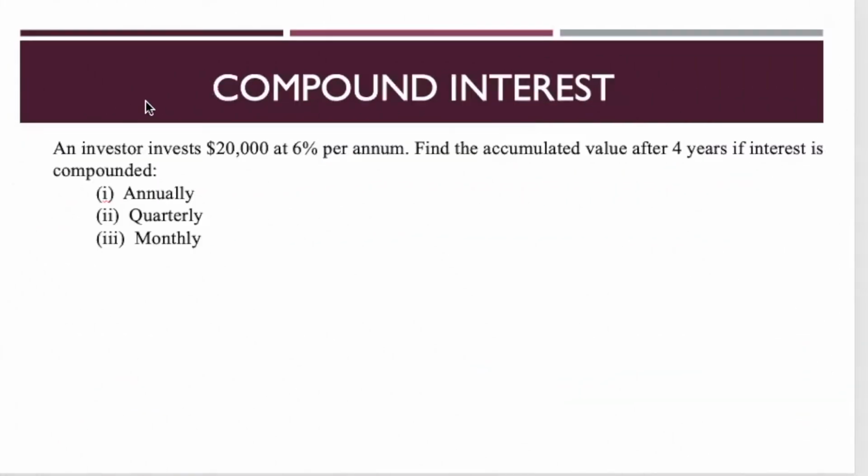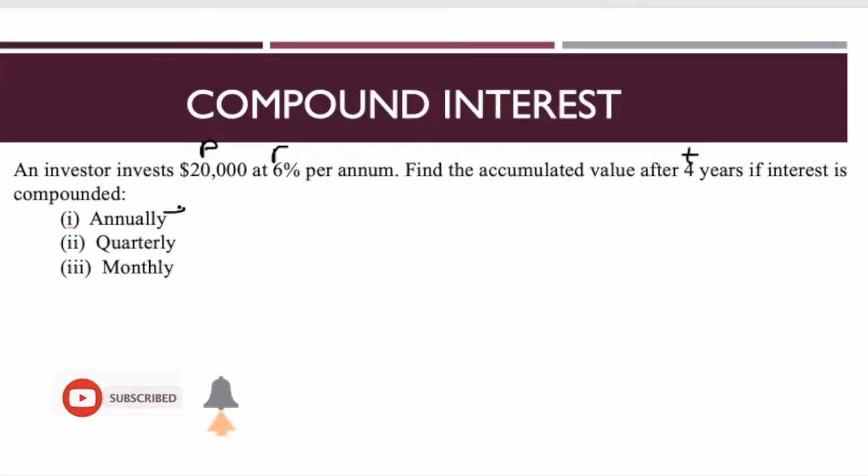Let's look at an activity. An investor invests $20,000 at 6% per annum. Find the accumulated value after 4 years if interest is compounded annually. This is the investment, so this is P, R is 6%, T is 4 years, and we're compounded annually, so that means N is equal to 1.